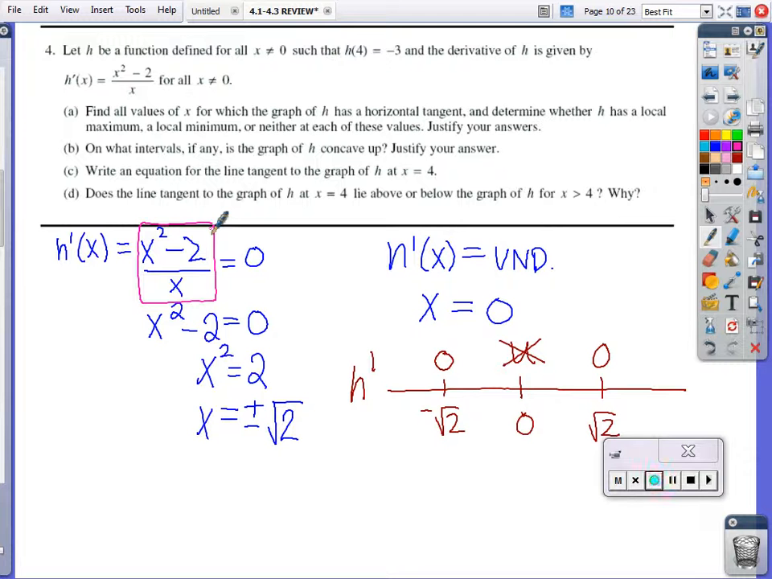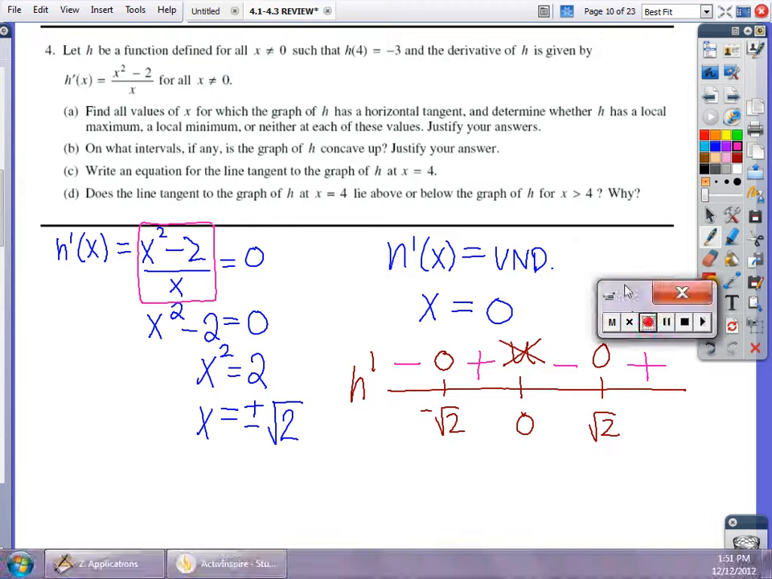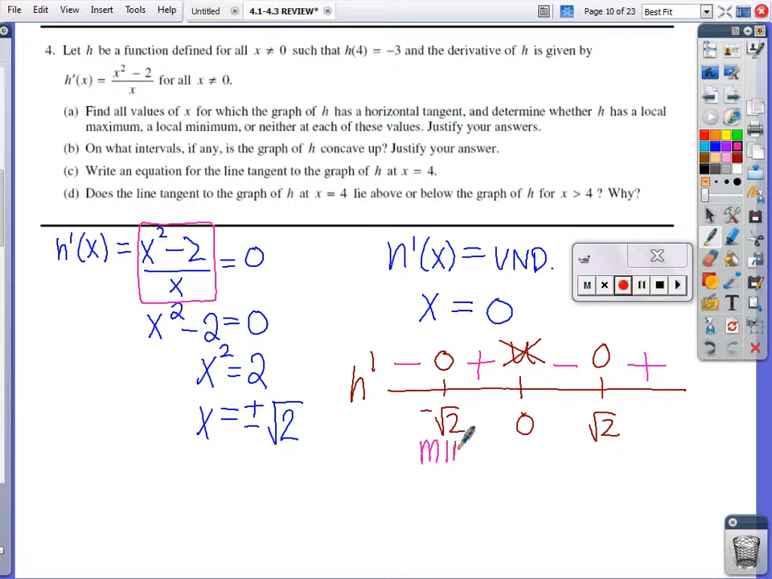If I put in negative 1,000, I would have positive divided by a negative, so I have a negative. If I put in negative 1, I get a negative divided by a negative, which is a positive. If I put in positive 1, I have a negative divided by a positive. And then if I put in 1,000, I have a positive divided by a positive, so I get a positive here. And then the question would be, determine whether h has a local maximum, a local minimum, or neither at these values. So we can tell here we have a minimum, and then we have a minimum again.